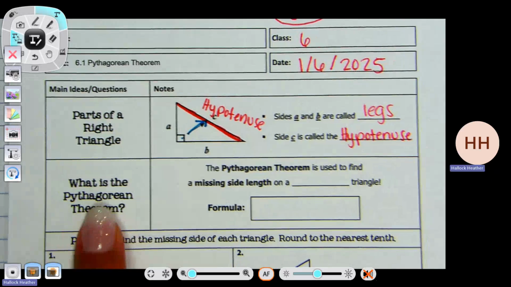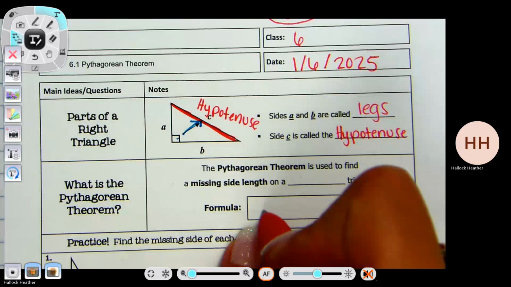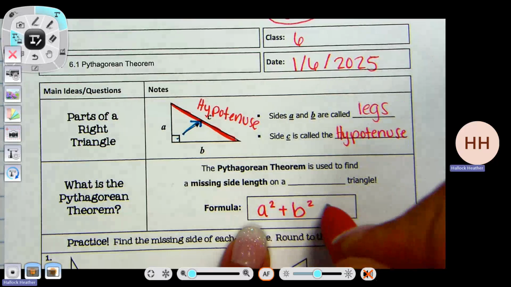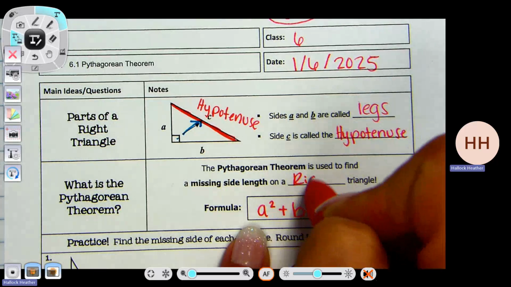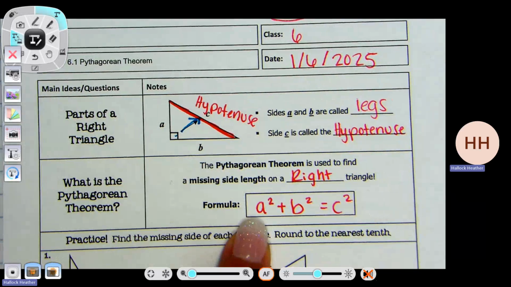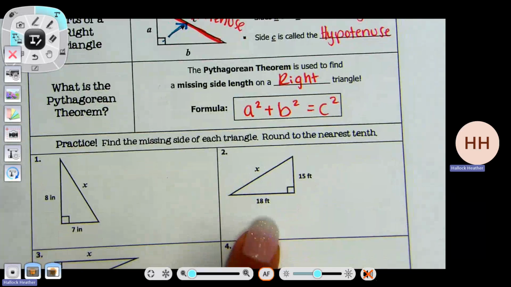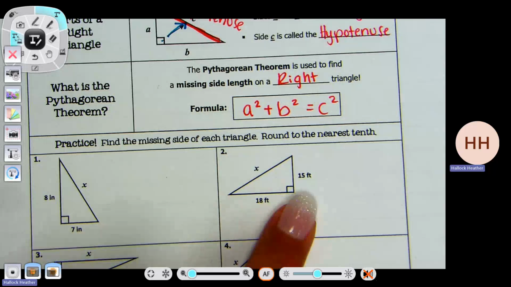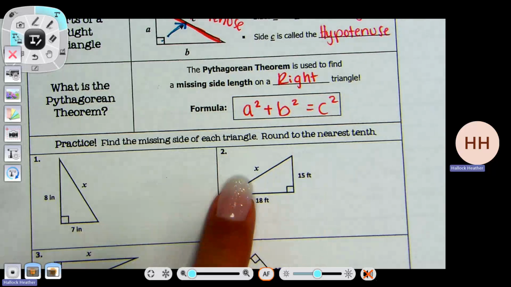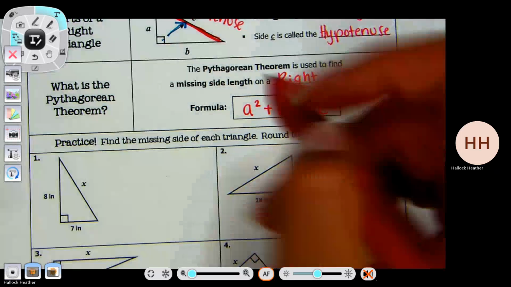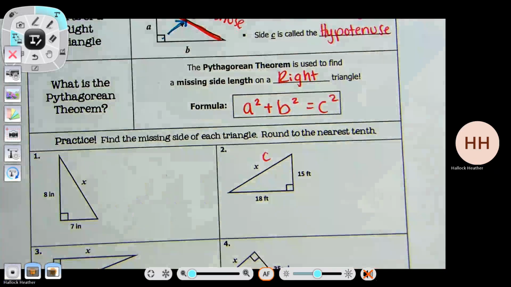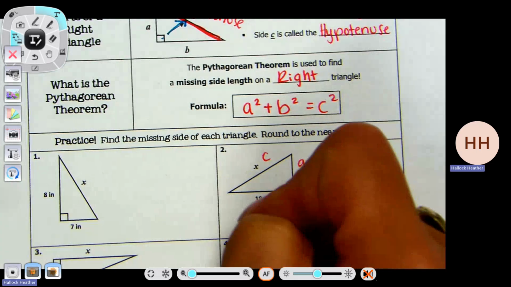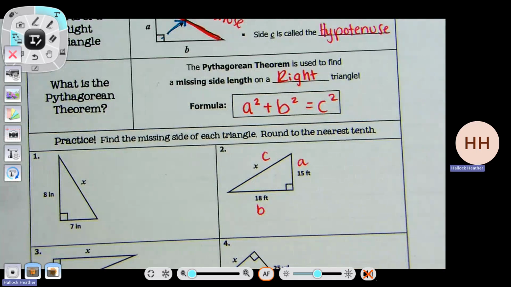So does anybody remember what the Pythagorean theorem is? We just kind of said it. Nice. And this can only be used for right triangles. So let's go down and we're going to do number 2. Which side, 15, 18, or X is C? So this is going to be my C. 15 and 18 do not matter. People were stressing earlier about which one's A and which one's B. It doesn't matter. I can call this one A. I can call this one B.